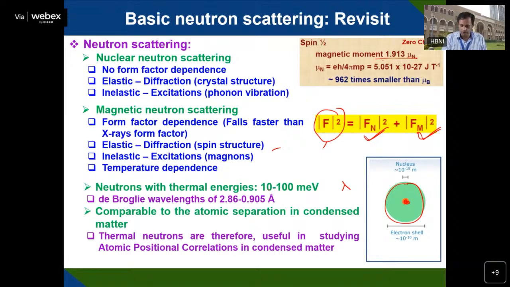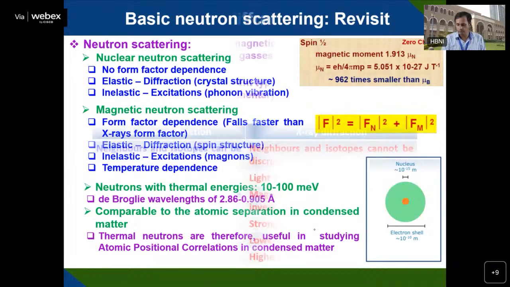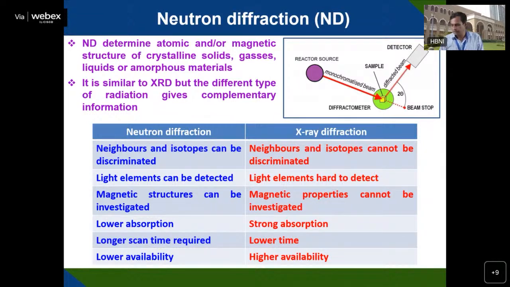So the neutron has a thermal energy of 10 to 100 millielectron volt and a wavelength of 2.8 to 0.9 angstrom. So mainly thermal neutrons are useful in studying the atomic position correlation in condensed matter physics, since the atomic spacing is equivalent to the wavelength. So similar to XRD, you can use them for diffraction analysis. Neutron diffraction determines the atomic as well as magnetic structure of crystalline solids, gases, liquids, or amorphous materials. It's similar to XRD, but with neutron radiation, so it gives complementary information.